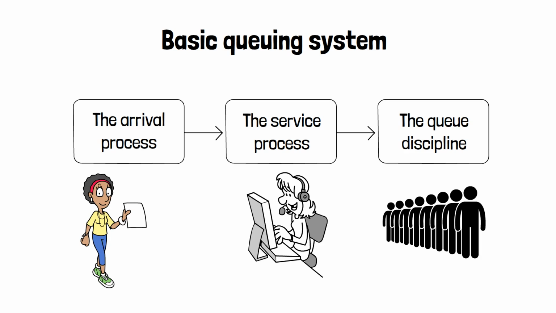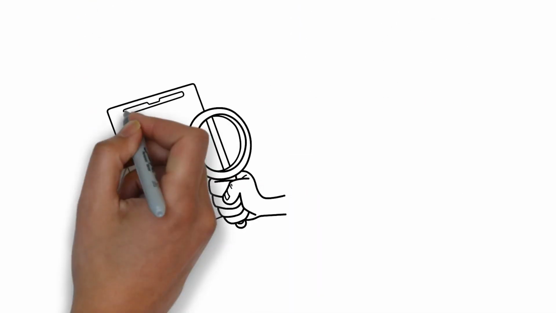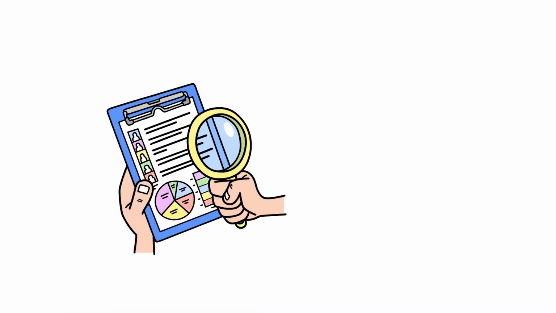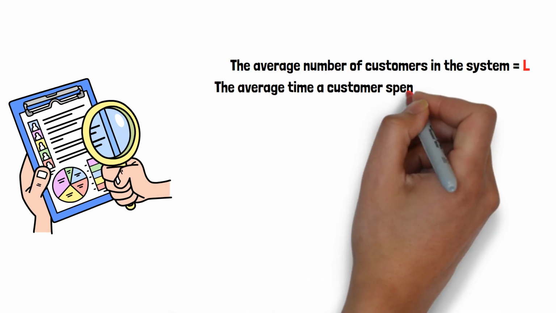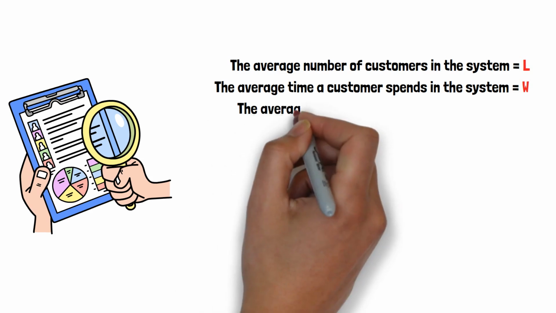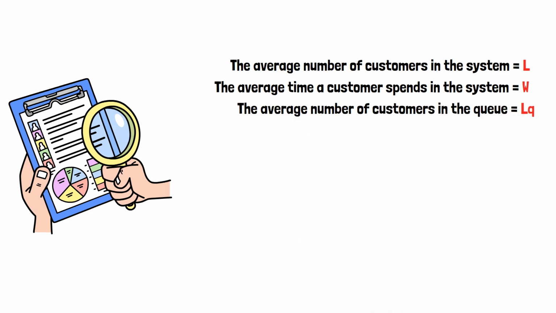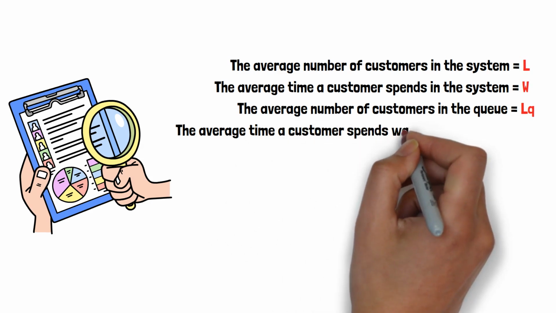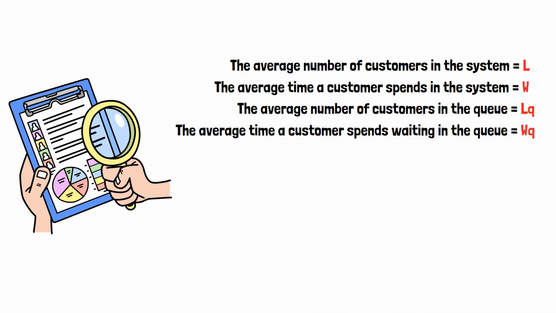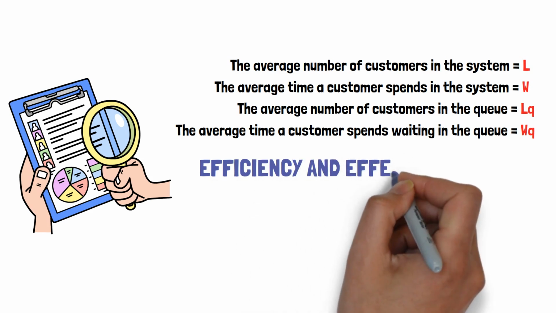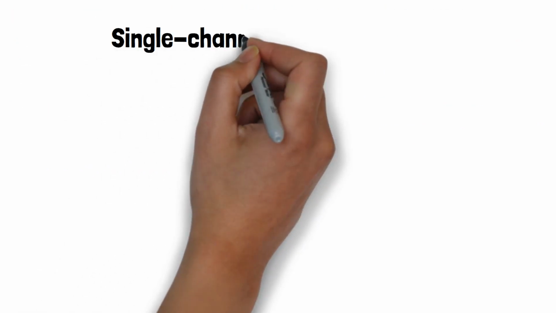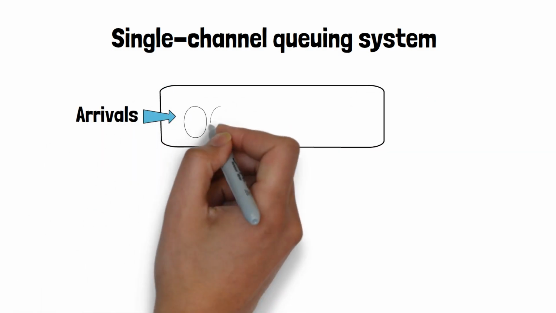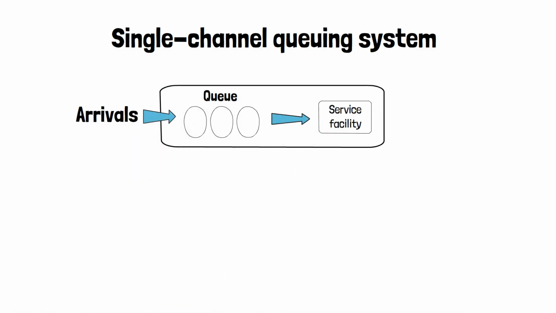Analyzing operating characteristics of waiting lines involves examining various performance measures, such as the average number of customers in the system, L, the average time a customer spends in the system, W, the average number of customers in the queue, LQ, and the average time a customer spends waiting in the queue, WQ. These measures help managers understand the efficiency and effectiveness of their service systems. For example, in a single-channel model with exponential service times and an infinite calling population, these performance measures can be calculated using standard queuing formulas.